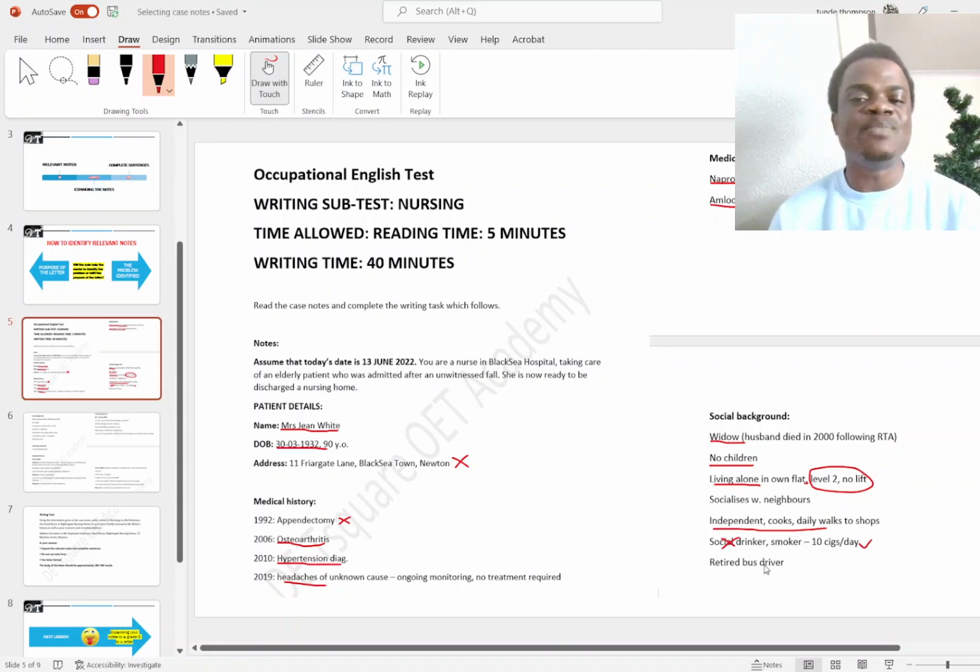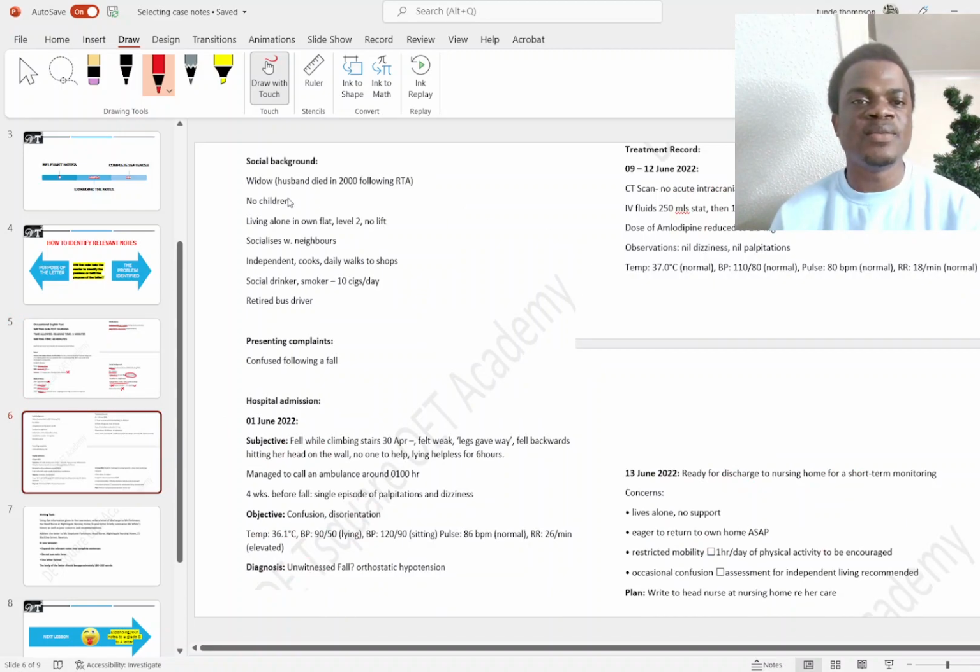This patient is a retired bus driver. I really don't think that this information is important. A 90-year-old woman, nobody will expect the 90-year-old woman to be driving anything at this point. So we might not add this information. Now let's go to the next part of this.